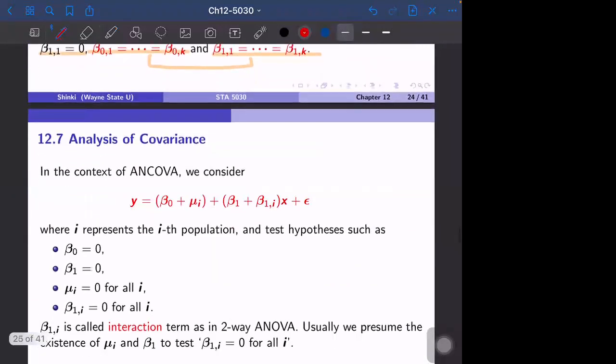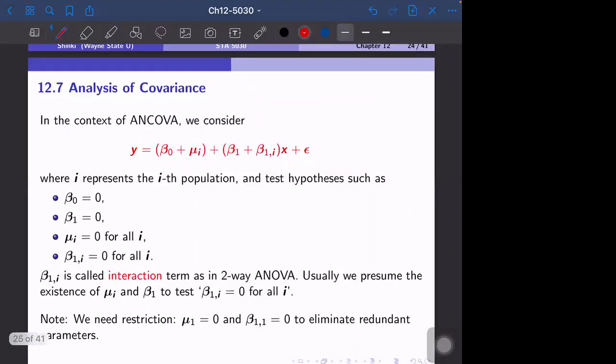So in the context of ANCOVA, we consider this model. Basically, mu_i is, to be exact, the summation of mu_i times the indicator variable of category i, the indicator for population i. So we have some baseline intercept plus the mu_i. So this is the additional intercept for category i.